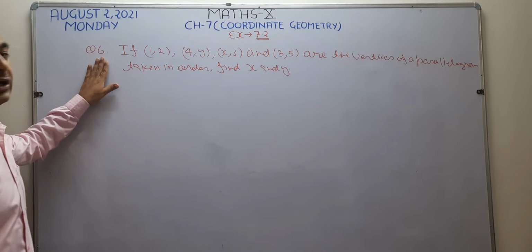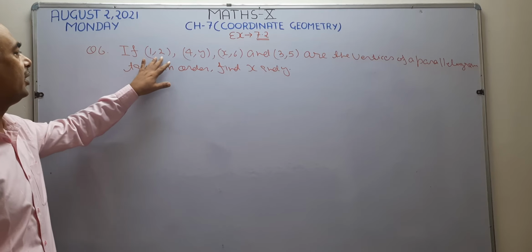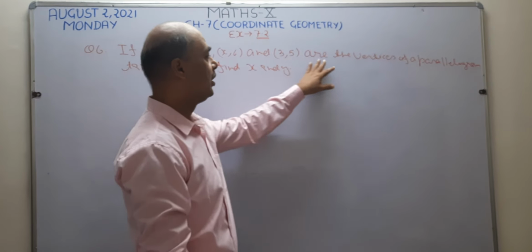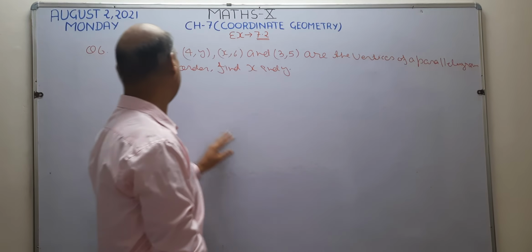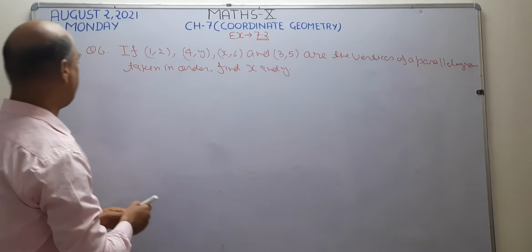Now we are going to start question number 6. See what is given in this question. If (1, 2), (4, y), (x, 6) and (3, 5) are the vertices of a parallelogram, taken in order, find the value of x and y. Okay, one parallelogram is given.